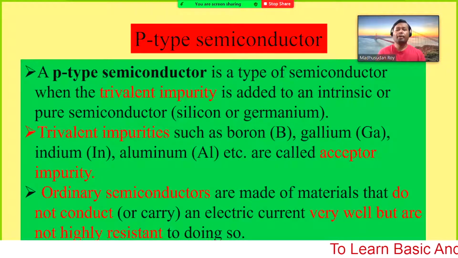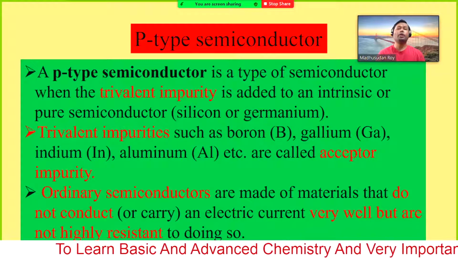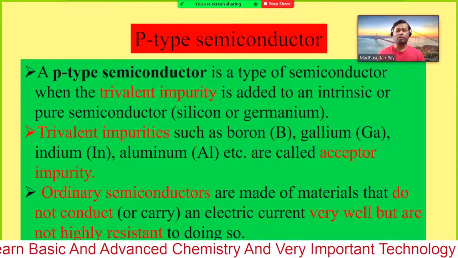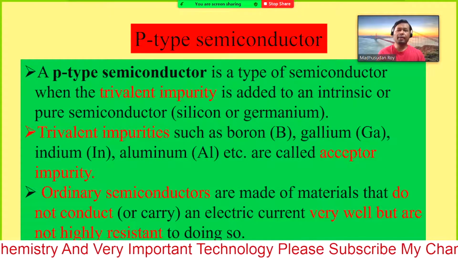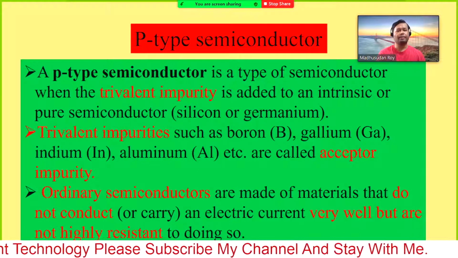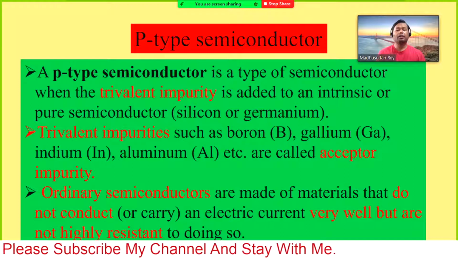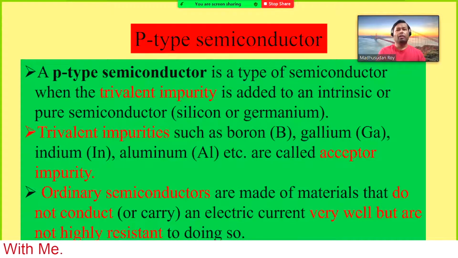So ordinary semiconductors are made of materials that do not conduct. Ordinary means, like, consider as pure semiconductor or intrinsic semiconductor, that we are mentioning as ordinary semiconductor. Ordinary semiconductors are made of materials that do not carry an electric current very well, but are not highly resistant to doing so.